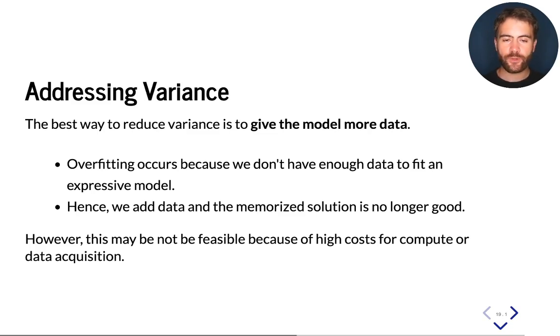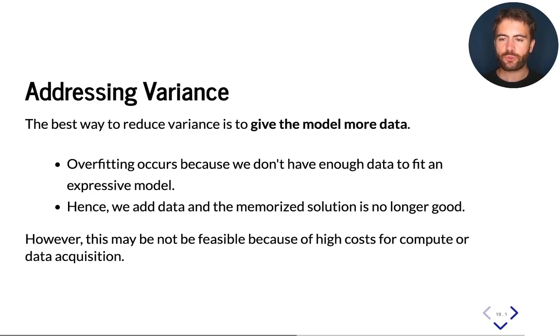Let's first start with addressing variance. So how do we reduce the variance? How do we reduce overfitting in a model? The best way to do this is to give the model more data. That is the safest way of doing this, and it is by far the best approach if you can do it. The reason why we have overfitting in the first place is because we don't have enough data to fit an expressive model.